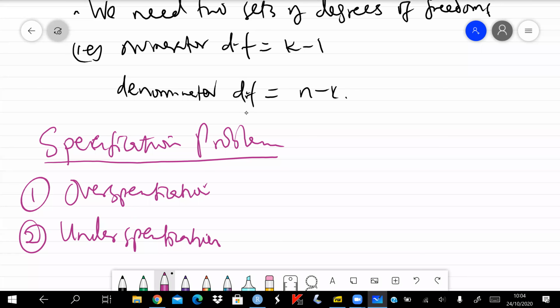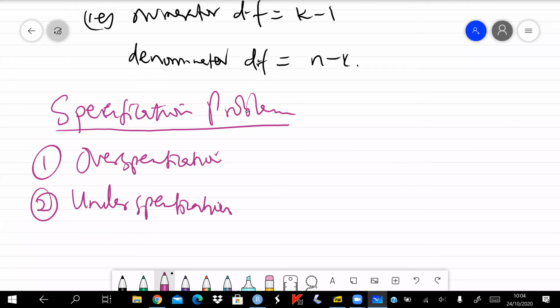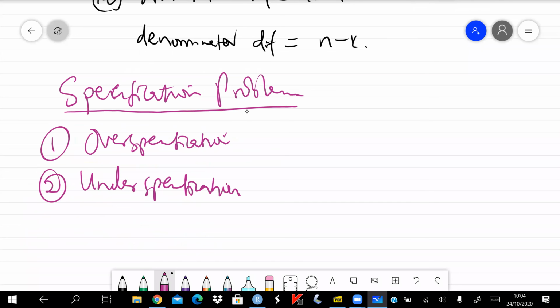So in modeling, there are two types of specification problems that you can come across. We have what we call overspecification and underspecification. Now, when you talk about the overspecification of a given model, this is when you include so many variables in the model, some of which may not be very important.